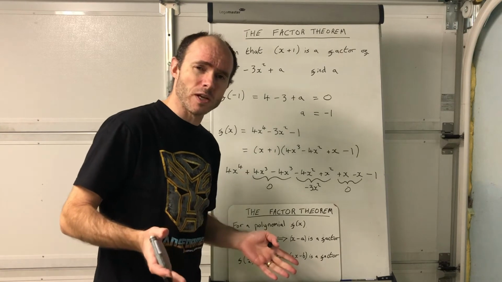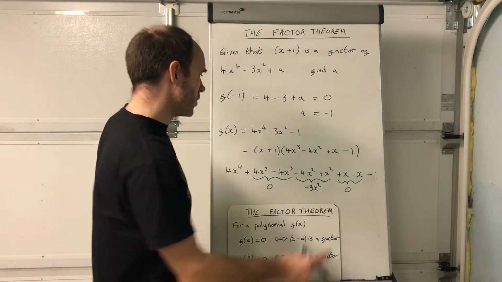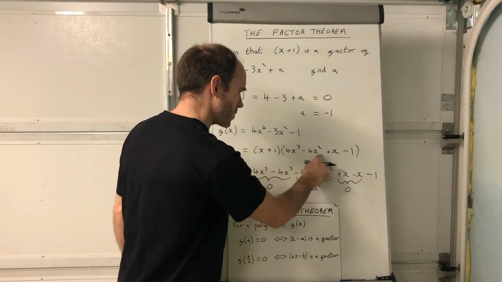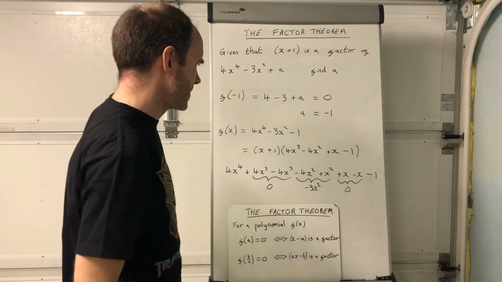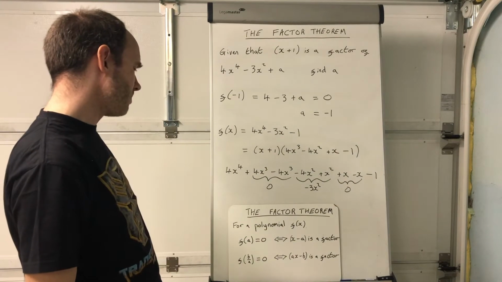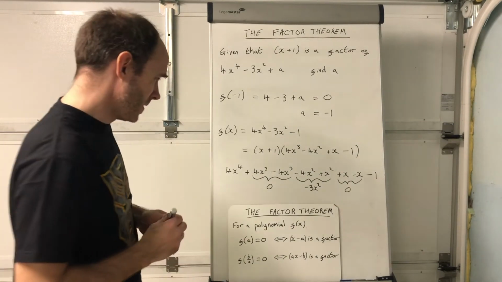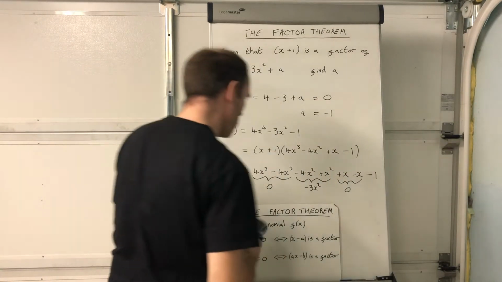And if you did do the long division method, hopefully you got 4x cubed minus 4x squared plus x, subtract 1, okay? So that factorises nicely like that, okay? Does it factorise any more?